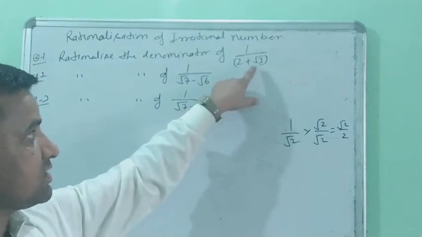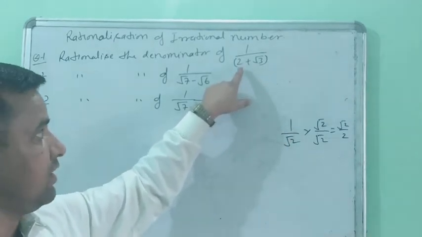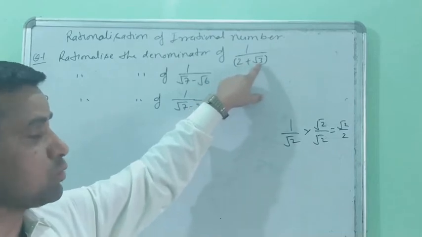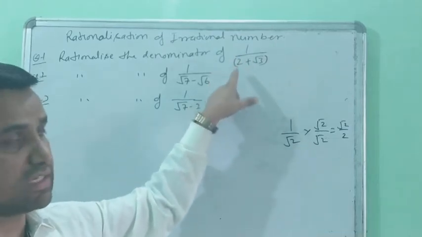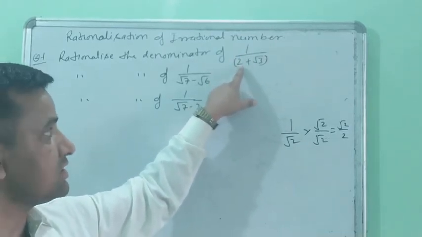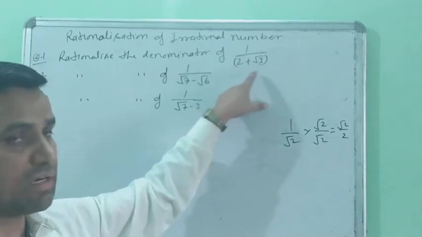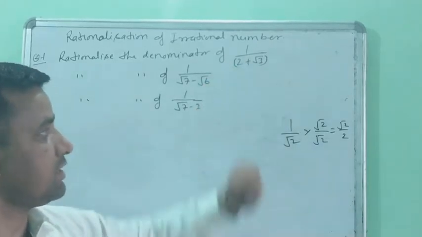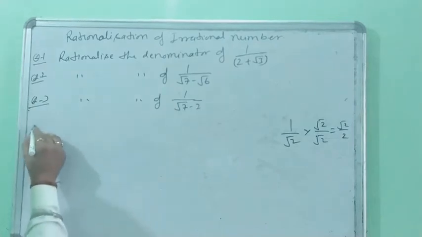But here the question is given in the binomial form. The complete number root 2 plus root 3 here is irrational. Separately, it is a rational plus an irrational, but the complete number comes out irrational. So how to convert it? Then first, solution first.